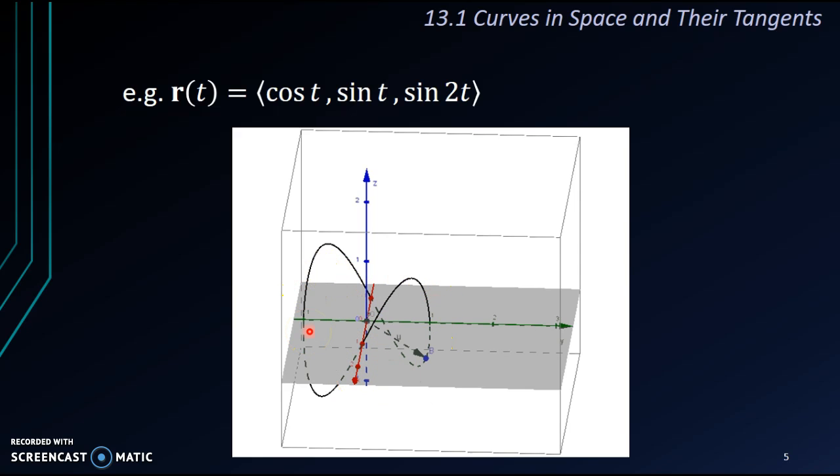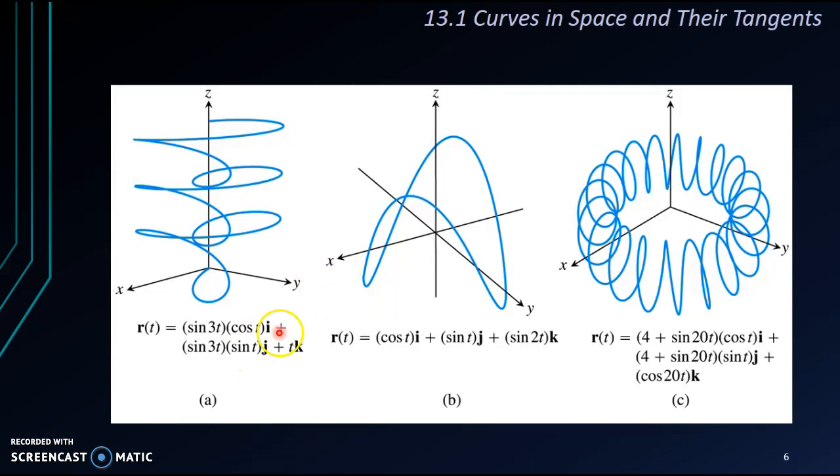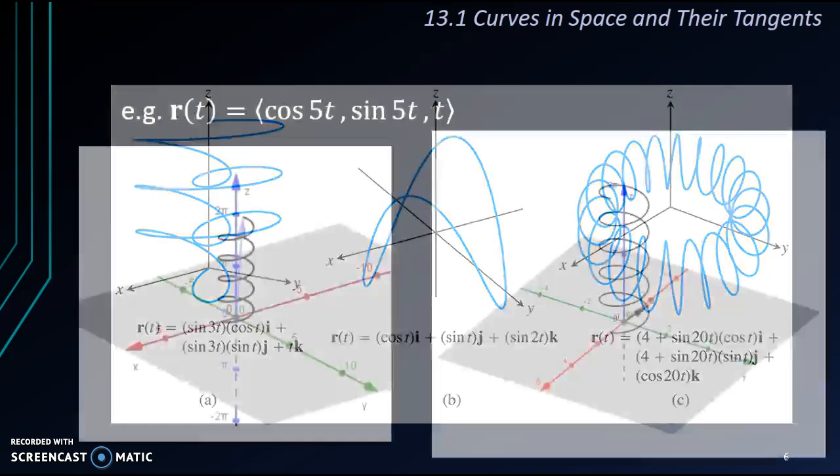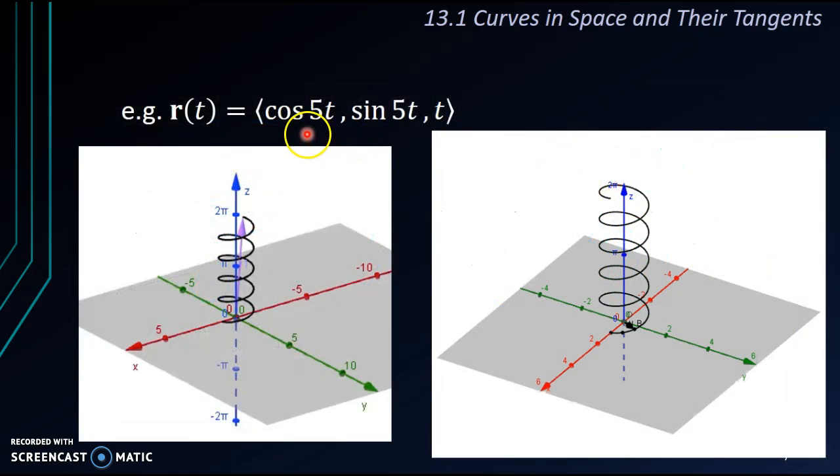In other words, if we have different types of vector value functions, this is the one I have just shown to you, and this is another type, we will get different types of curves. Now, let's take a look at another example. Let's say we have (cos 5t, sin 5t, t). So this is the graph that we will get. It looks like a spring with constant radius.